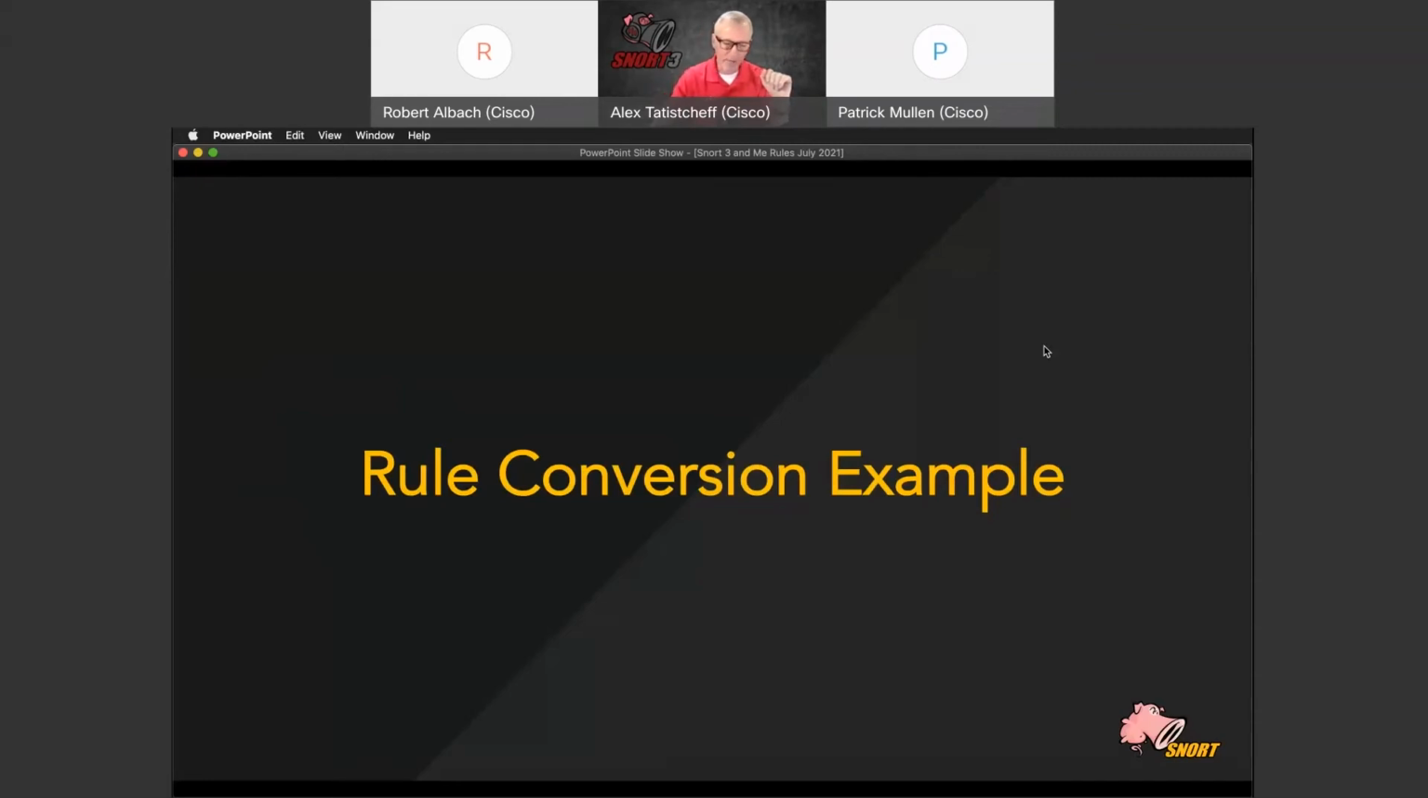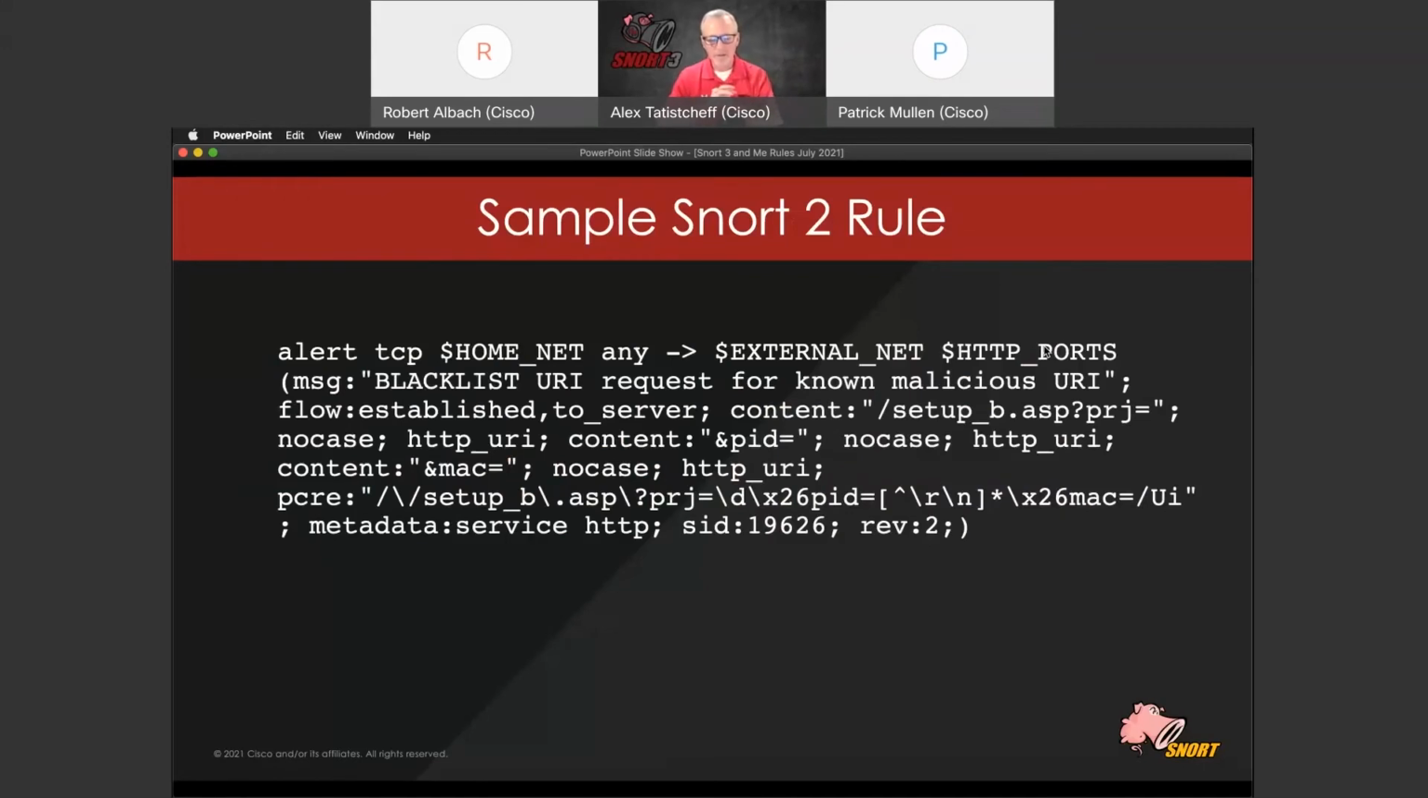Let's look at a rule conversion example. So I'm going to start with a sample Snort 2 rule here. And let's take a look at what this rule does. So you look at the rule header, it's designed for outbound web traffic, right? So it's TCP from your home net or protected network on any port to the external net on HTTP port. So it's somebody inside your network firing up a browser going somewhere outside, right? Pretty straightforward.